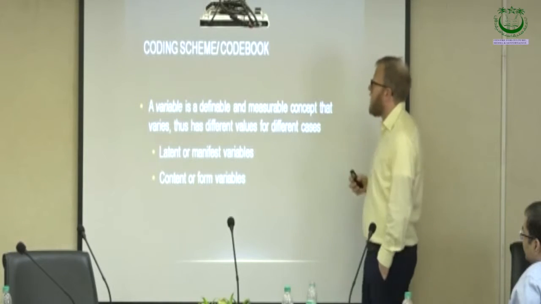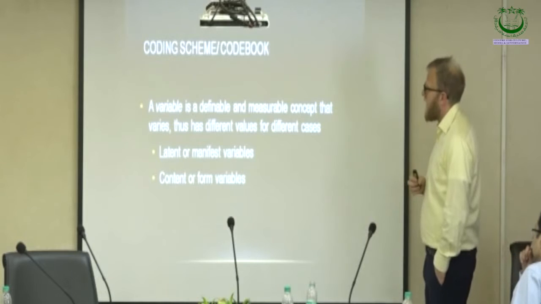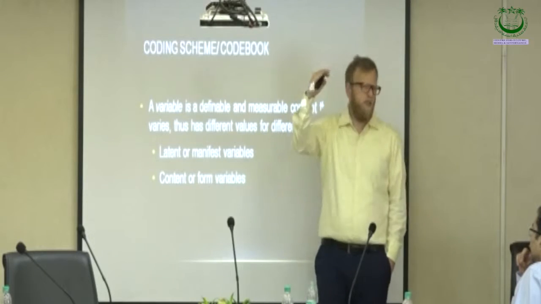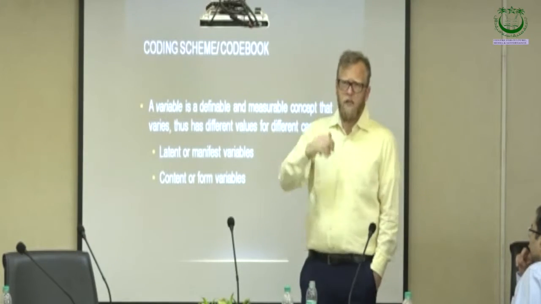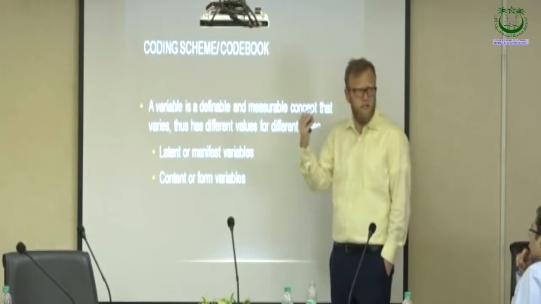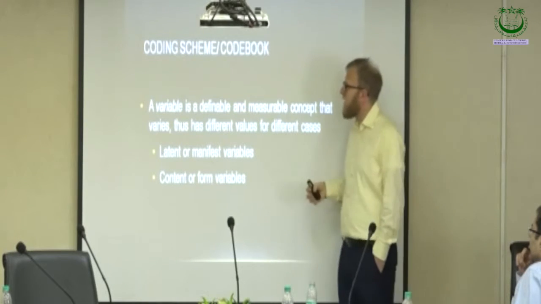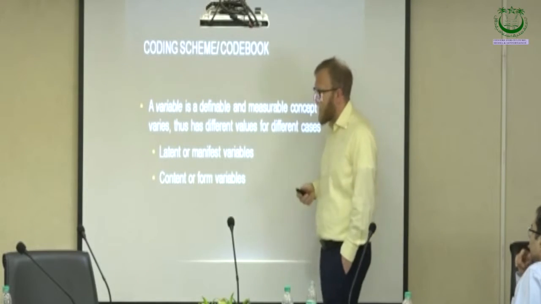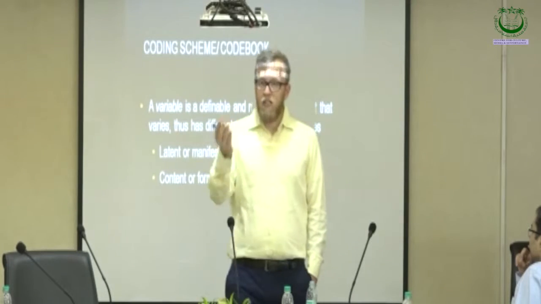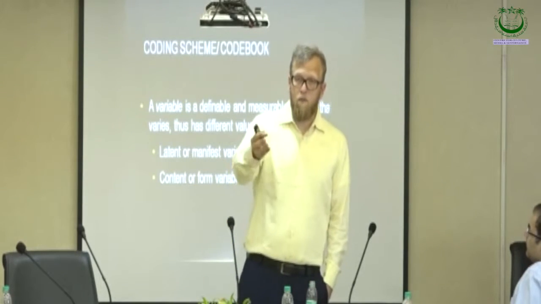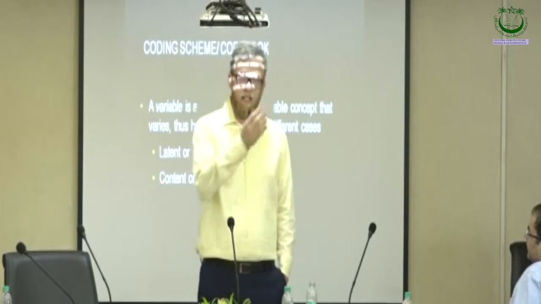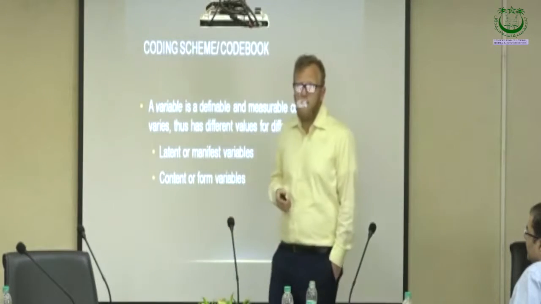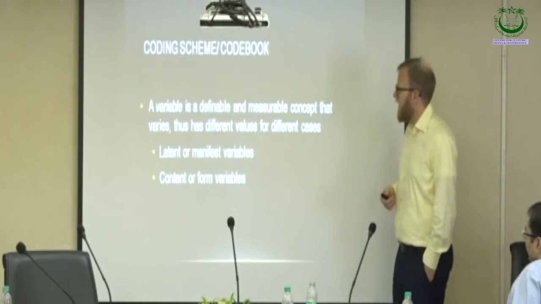The coding scheme, or codebook as it's sometimes called, I don't have a strong preference for either, consists of variables, of questions really, again like survey questions. Here we would call them variables because they're not really survey questions. This variable again is a definable and measurable concept that varies, that has different values for different cases. So is party A mentioned or party B mentioned? What's the favorability of the story towards politician X? Is it very unfavorable or very favorable? These are types of things we could be doing for such an analysis.